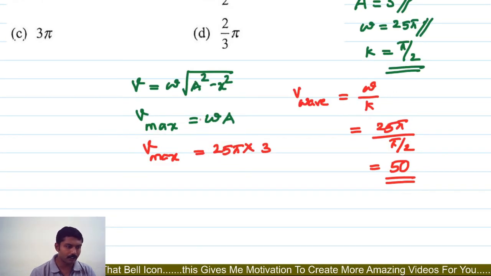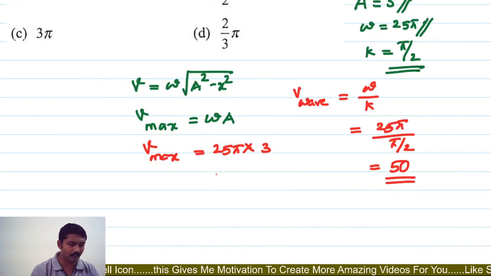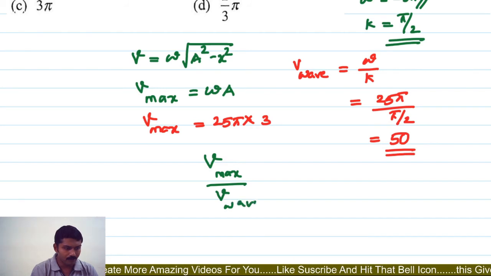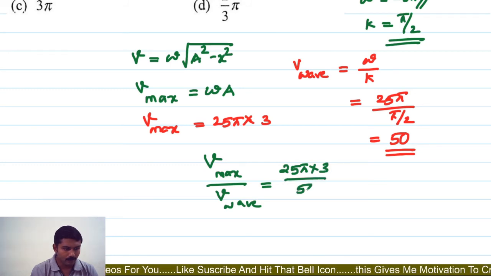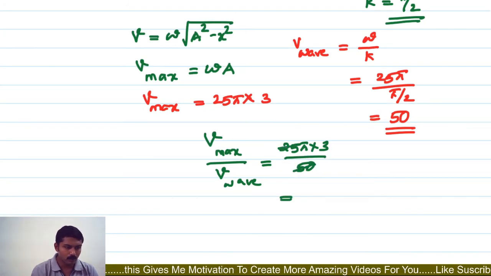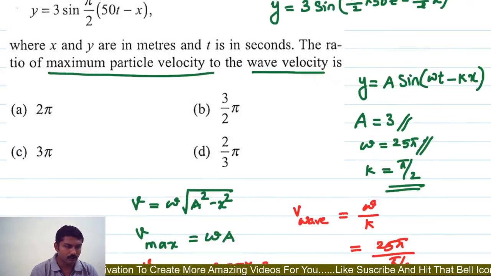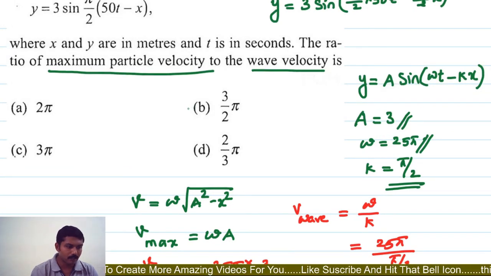Now the ratio of maximum particle velocity to the wave velocity is 25 pi times 3 divided by 50. 25 twos are 50. You will get 3 pi by 2. If you look at the options, you will find 3 pi by 2, which is the right answer.